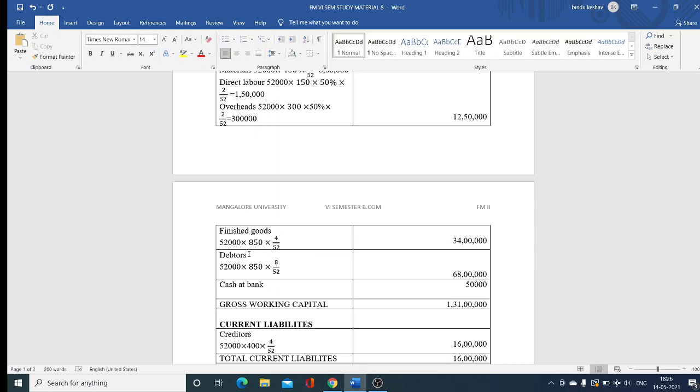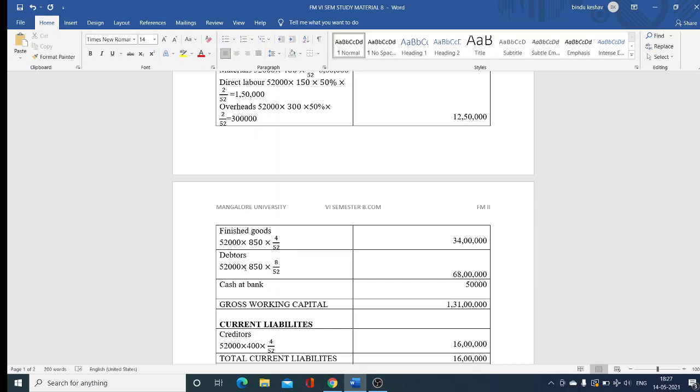The next one is debtors. In case of debtors, we are not going to consider the selling price, as we are following the principle or the convention of conservatism. So we take into consideration the total cost. The profit element is ignored. We are not going to consider the profit element. So we are going to take the cost of sales here.